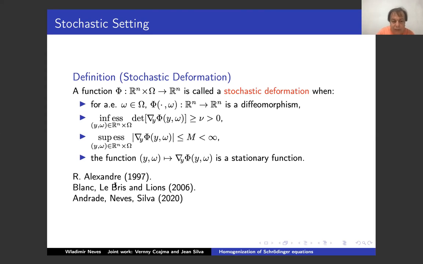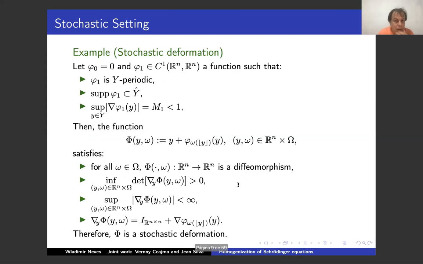Claude has been extending these ideas to this type of material science, but most of the time considering just elliptic equations. So this is an example of stochastic deformation. I mean that the set is not empty. Somehow you are going to perturb the identity with some function which is periodic, and you have some control of this gradient. So there are some examples of stochastic deformation that really accomplish some idea of materials.